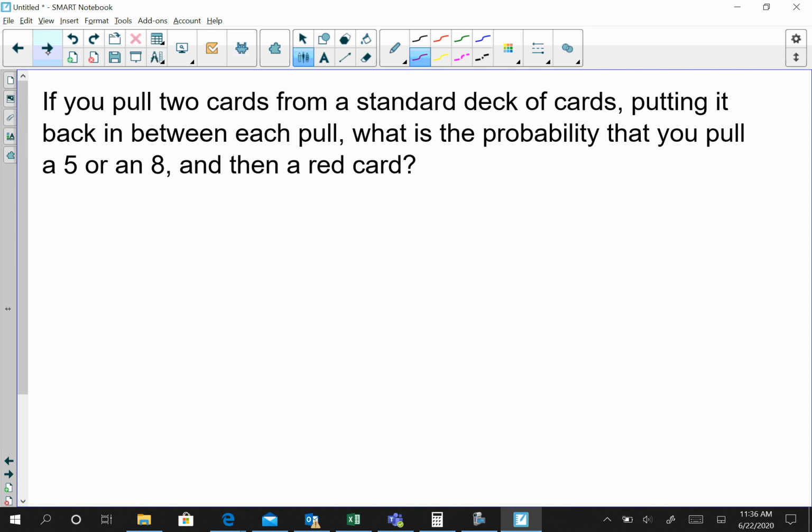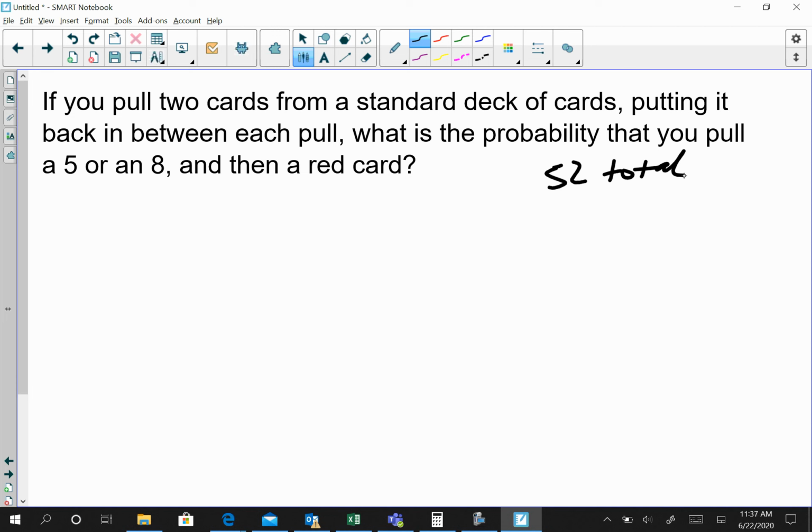Okay. If you pull 2 cards from a standard deck of cards, putting it back between each pull, what is the probability that you pull a 5 or an 8 and then a red card? All right, so cards. You got to know a little bit about cards. There are 52 total. There are 4 suits in each set of cards. Half of them are red, half of them are black. 2 to 10, and then Jack, Queen, King, Ace. So I have 52 cards total.